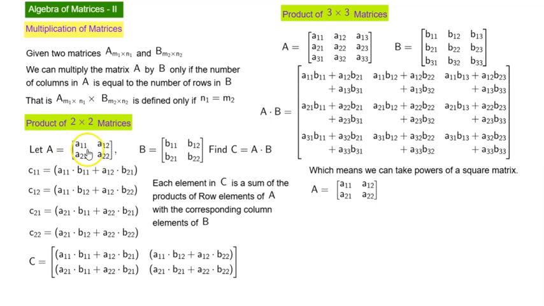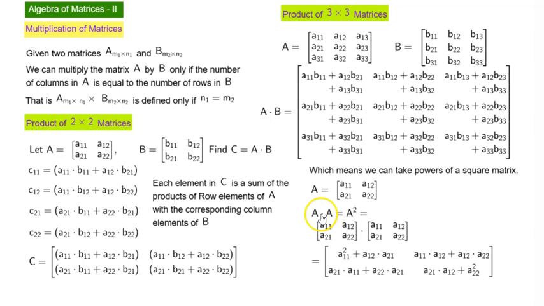So let's go back to our A equal to A11, A12, A21, A22. Our square will be A times A, which is A square, which will be equal to this. And this we know how to multiply. So A11 times A11, that is A11 square, plus A12 times A21. So first row, first column, first row, second column, second row, first column, second row, second column. To get this matrix, which is the square of matrix A.